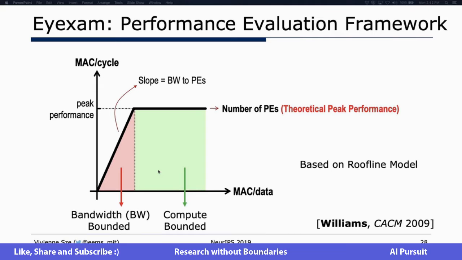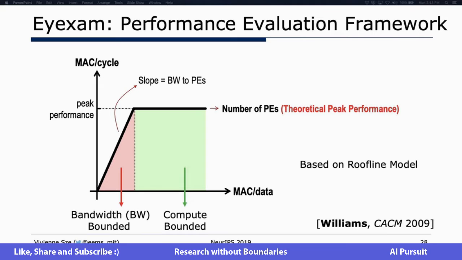To delve slightly deeper, in terms of actually evaluating performance or throughput, there are many factors that, again, affect this. There's a framework called Eyexam, which gives us a systematic way of understanding the performance limits of DNN hardware as a function of the various characteristics of the DNN model and the hardware design itself. This can be found on arXiv.